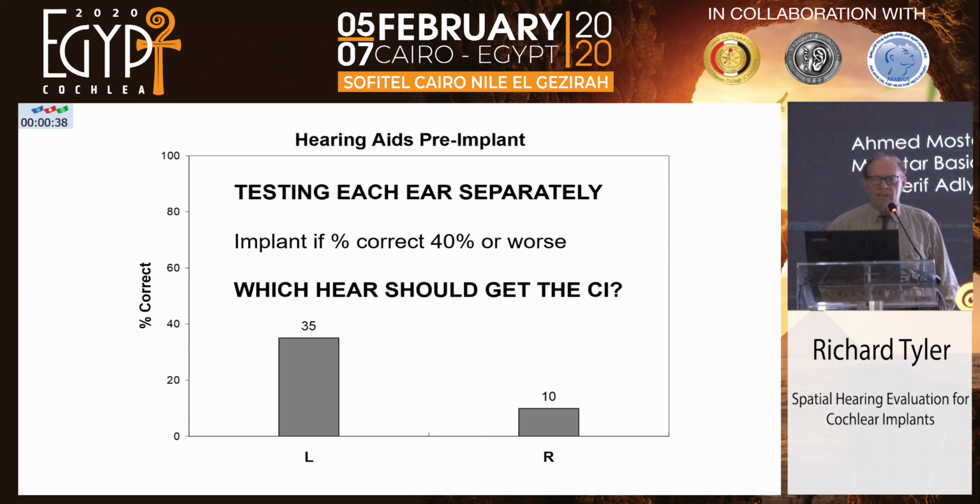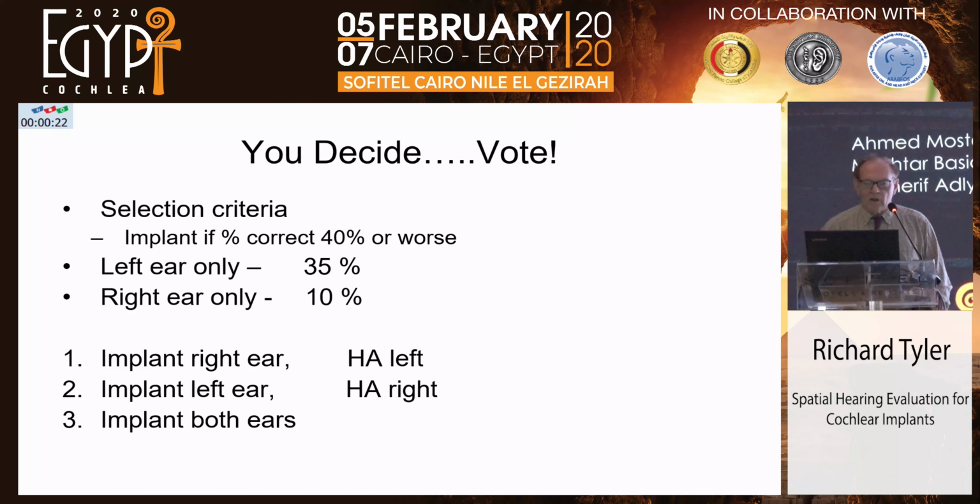Okay, so now we're going to have a test. I want you to say, which ear should get the cochlear implant? 35% correct in the left ear, right ear is 10% correct. The selection criteria for getting a cochlear implant is 40% correct. So this is a test for you.